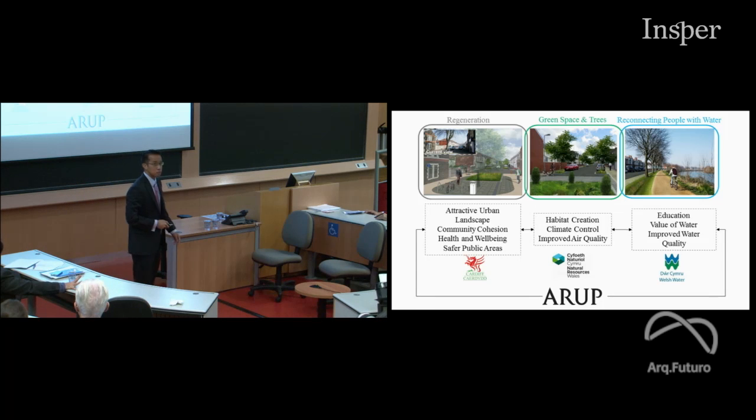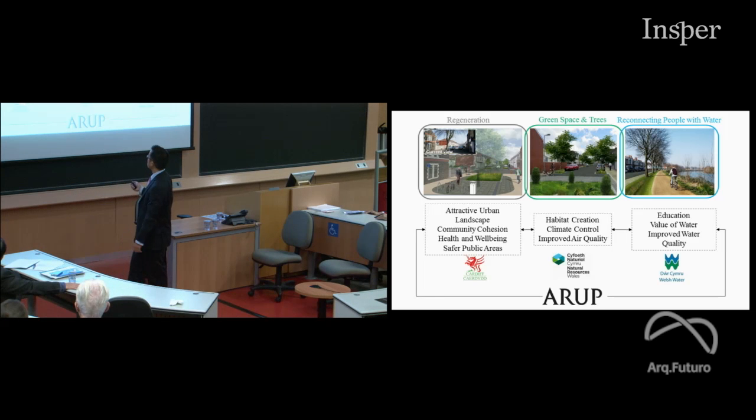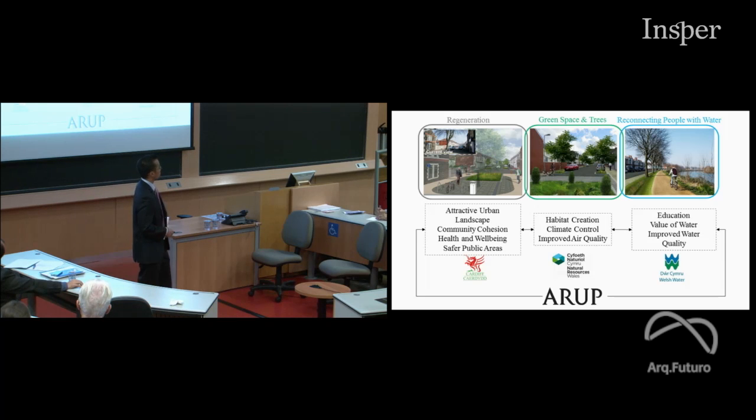They want an attractive urban landscape, they want health and well-being, they want safer public areas. We have the Parks and Natural Resources departments, and they want to create habitats, they want to create and promote biodiversity, they want to improve their quality. And then you have Welsh Water. They want to promote education, they want everyone to understand the value of water. And of course, they want to improve their water quality.